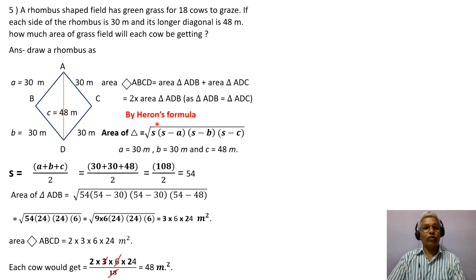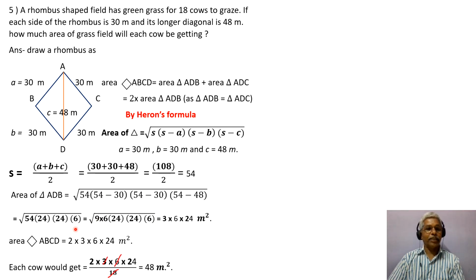So by Heron's formula, area of triangle equals root of s into s minus a into s minus b into s minus c, where a is 30 meters, b is 30 meters, and c is 48 meters. So s equals a plus b plus c upon 2 equals 30 plus 30 plus 48 upon 2, that equals 108 upon 2 or 54. So area of triangle ADB equals root of 54 into 54 minus 30 into 54 minus 30 into 54 minus 48, that equals root of 54 into 24 into 24 into 6.